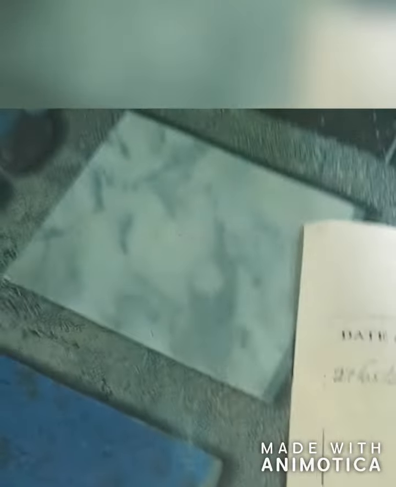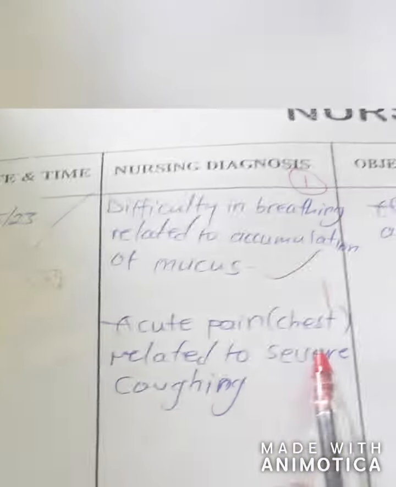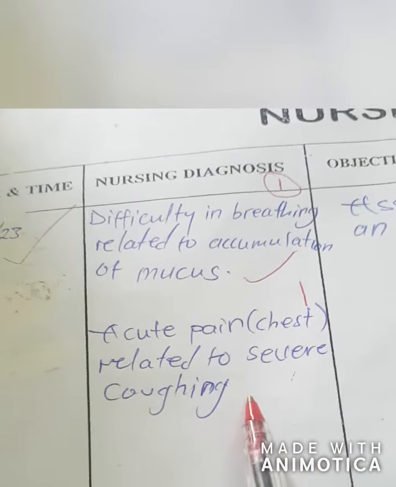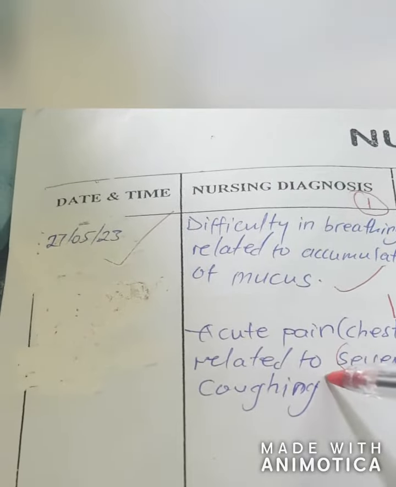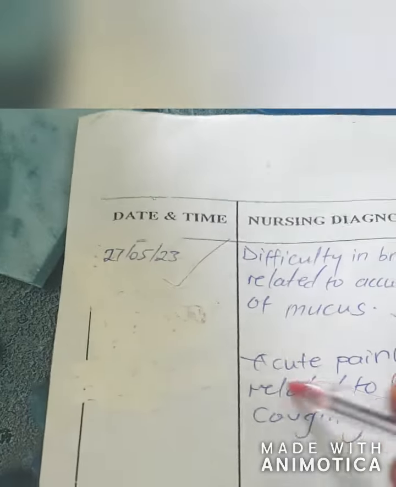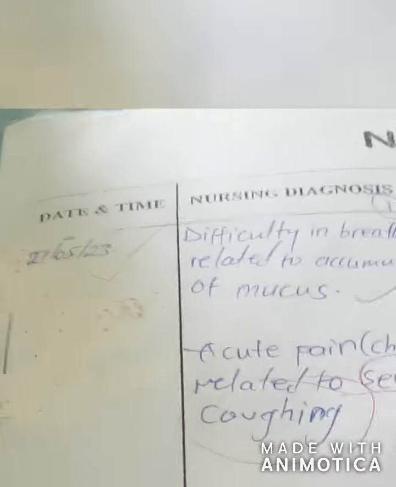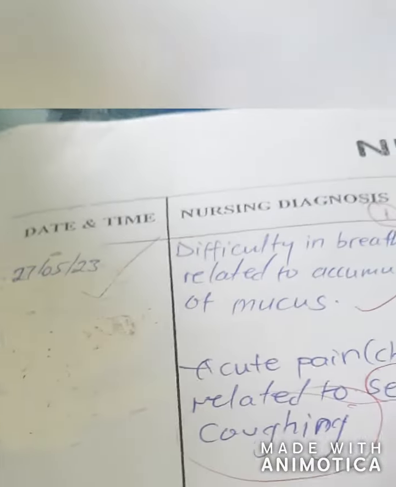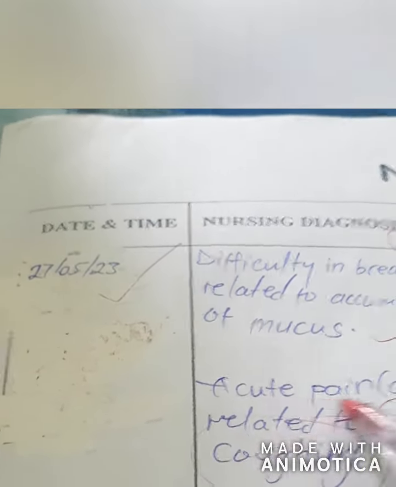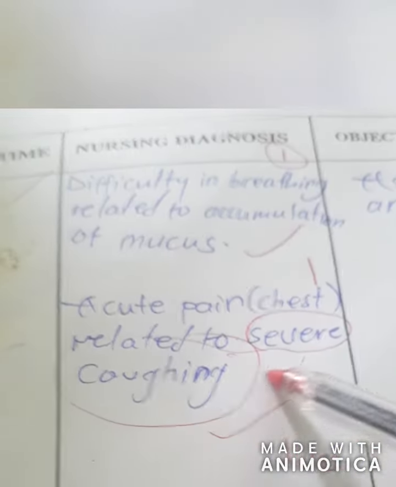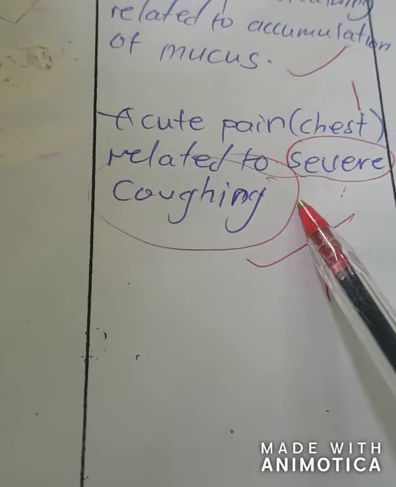So second problem, acute pain, chest. That's a good diagnostic label related to severe coughing. Severe coughing is a problem on its own. It is true that cough can cause pain, but this is where controversies can come in. Someone will mark correct, someone will mark wrong. I will give you half for the correct diagnostic label, but the related-to factor, I won't take it. But it's also a problem.